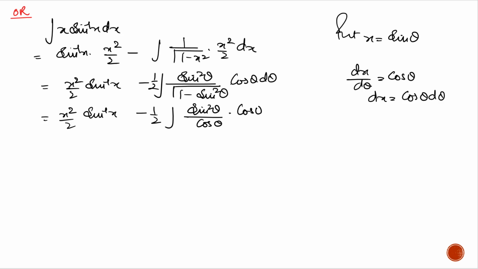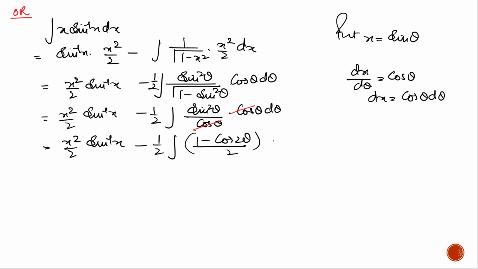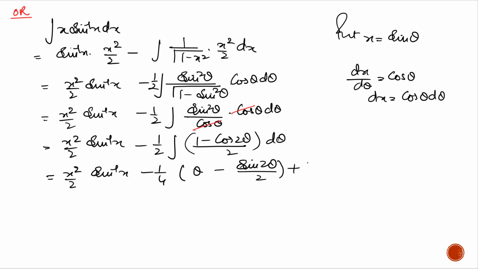Now when you want to integrate sine square theta, we will use the formula (1 minus cos 2 theta) by 2. So the minus is outside: integral of (1 minus cos 2 theta) by 2 with respect to theta. Now in the second part, take 1 by 2 common. So we have minus 1 by 4, and the integration of 1 is theta, and the integration of cos 2 theta is sine 2 theta by 2 plus c.